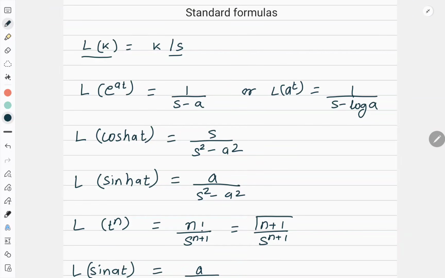Same way we derived that the Laplace transform of e to the power at is 1 upon s minus a, and using this we derived the Laplace transform of a to the power t is 1 upon s minus log a. You can see the previous video. Same way, using the same concept, I derived the Laplace transform of cos hyperbolic at and sin hyperbolic at.